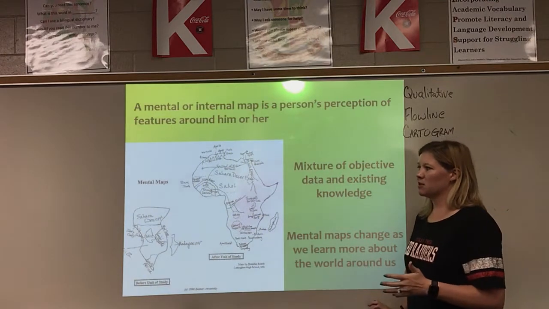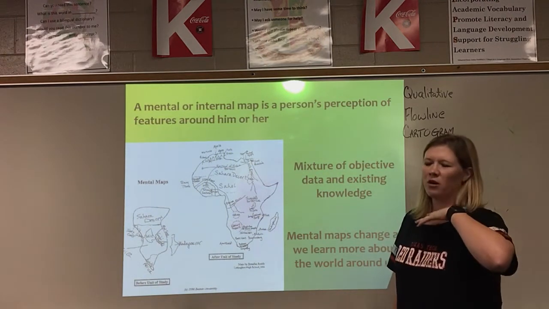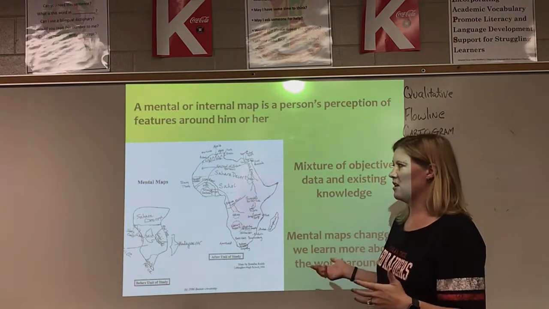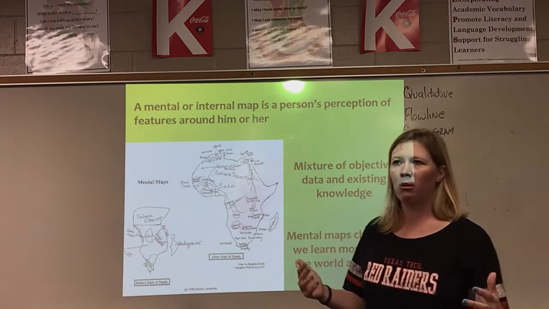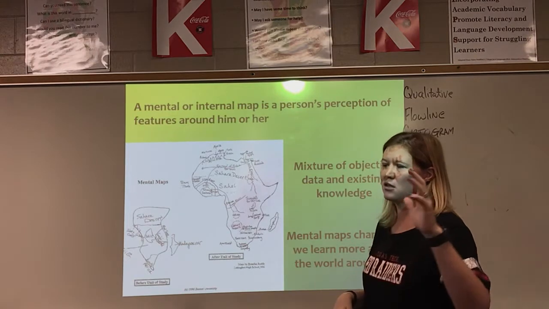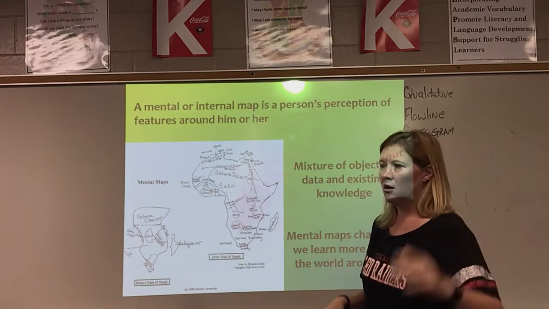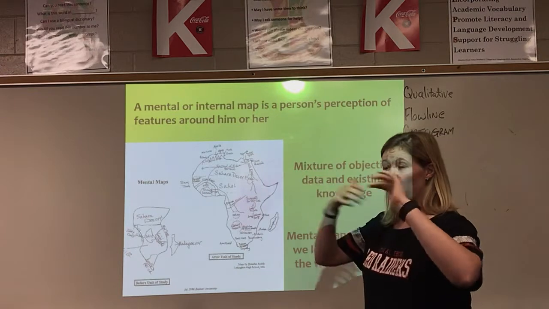All right, this is a mental map. A mental map is like your image of something, like in your house. So if your mom's like, hey, where'd you put the blah, blah, blah? And you're like, oh, well, it's in the playroom next to the TV or whatever. That's your mental map of where things are.